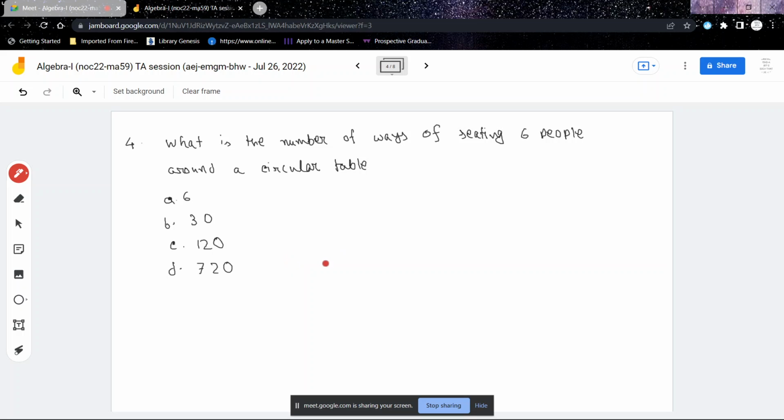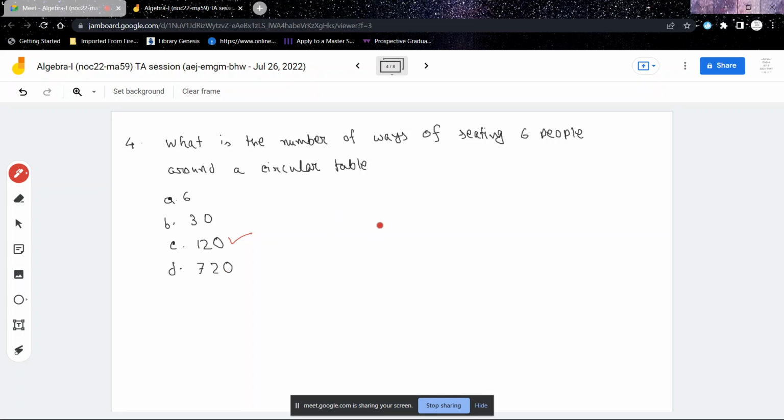The next question is essentially from combinatorics, and it is asking about the number of ways of seating 6 people around a circular table. That's again very easy, because you know that the number of ways of seating n people in a circle is precisely (n minus 1) factorial, so you get 120 as the answer.